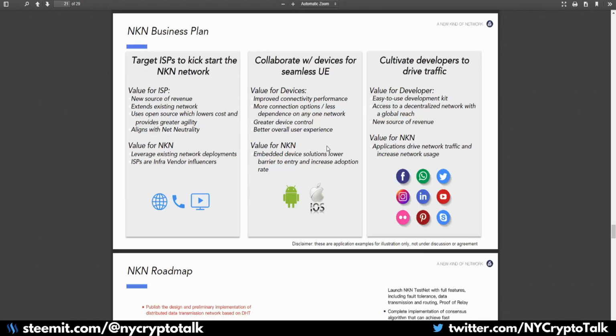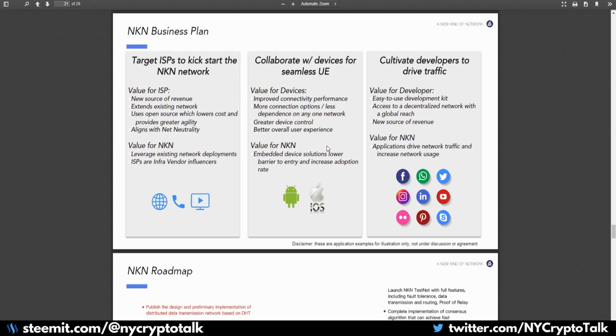It's very interesting, to say the least, because I did not expect them to try to target ISPs in the first place. So they plan to actually reach out to certain ISPs to utilize the NKN network. The reason being that the value for ISPs is they have a new source of revenue. It extends the existing network. It uses open source, which allows lower costs and provides greater agility, and aligns with net neutrality.